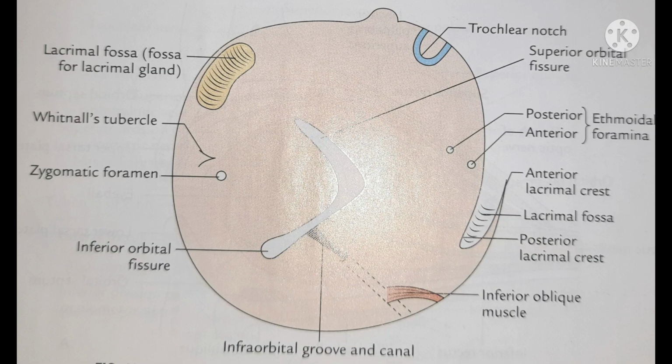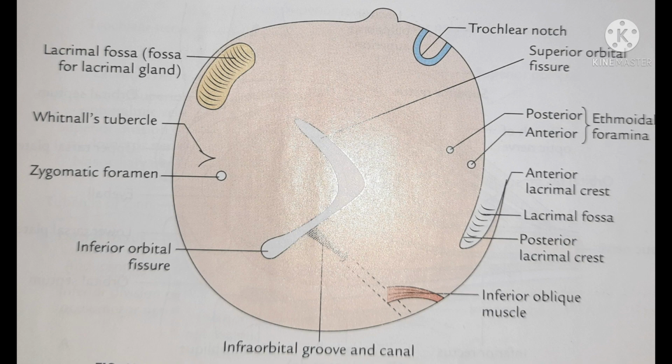Now the features present in the 4 boundary walls of the orbit. The medial wall has the lacrimal fossa as well as the anterior and posterior ethmoidal foramina. The lateral wall has the zygomatic foramen and Whitnall's tubercle. The floor presents 2 features, which are the infraorbital groove and canal, and a small rough impression in the anteromedial angle for the origin of the inferior oblique muscle.